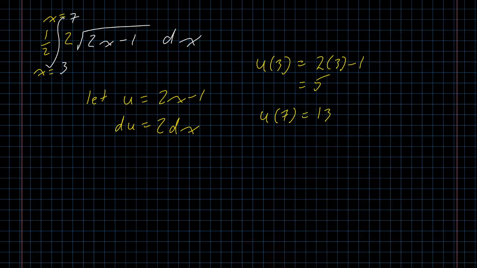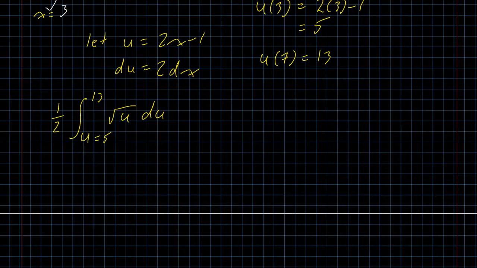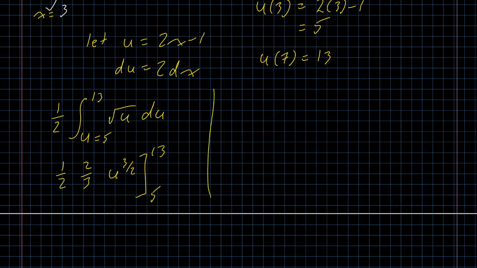And so with that, I can rewrite this as 1/2 the integral, u goes from 5 to 13, of the square root of u du. And the value here is that once I remember that the integral of square root is 2/3 u to the 3/2, I just have to evaluate that at 5 and at 13. All right, 1/2 times 2/3 is 1/3. So we're going to get 1/3 times, well, 13 to the 3/2 minus 5 to the 3/2.